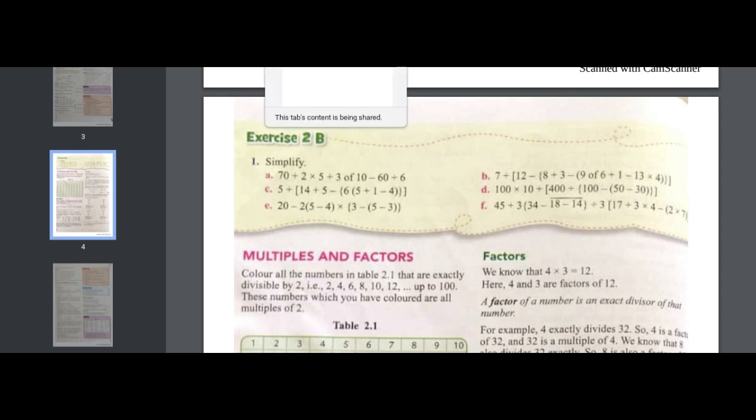Can you do this question on your own? This is the simplest one, I think. You can do it. If you can't, then let me know and I will help you. But this is a bit easier. I will give you a little idea about this. So 5 plus 14 plus 5 minus 6, 5 plus 1 minus 4, with the parenthesis, curly and square bracket.